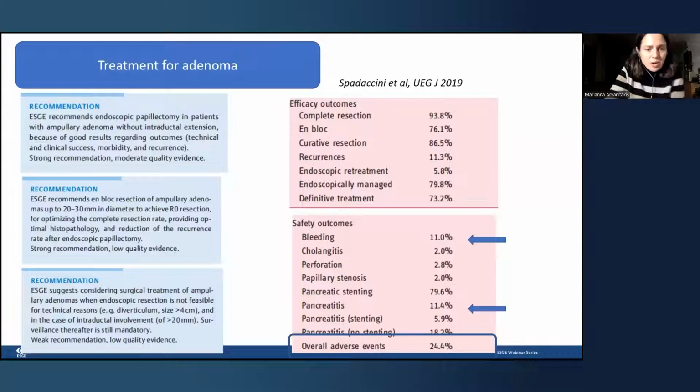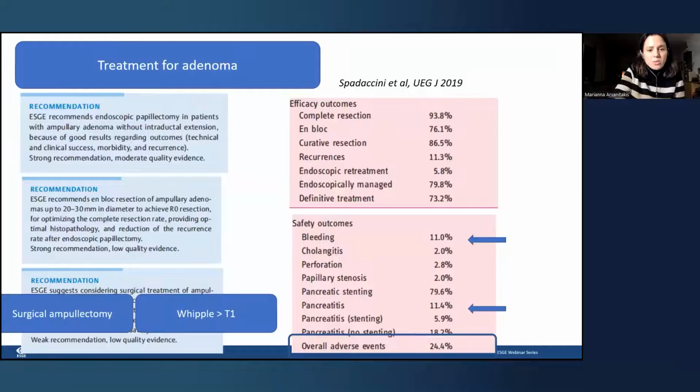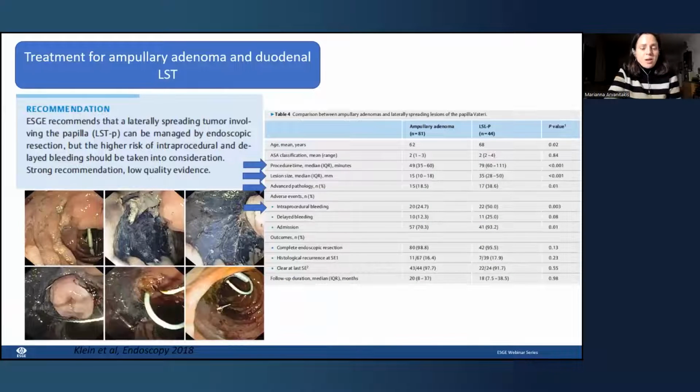In cases where endoscopic ampulectomy is technically not achievable, if you have a big diverticulum or other reasons, we can go for a surgical ampulectomy. But if we have a neoplastic lesion, in this case, we have to go for a Whipple. This is also a good series from the Sydney team.